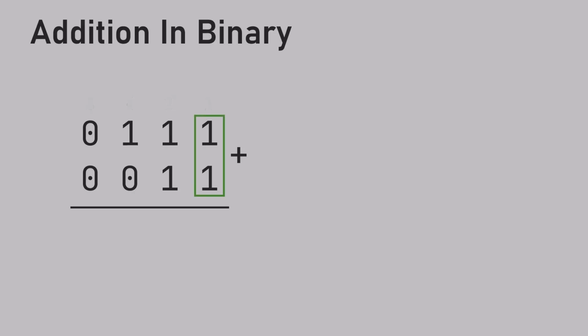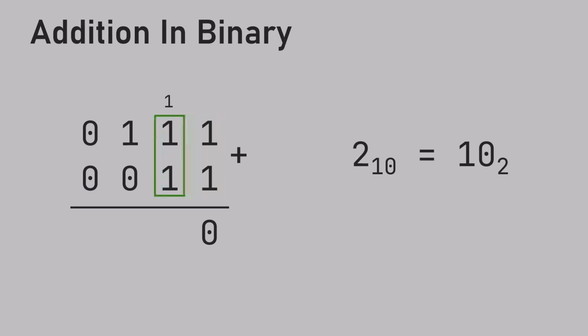We first look at the first 2 bits and we add them. So 1 plus 1 is 2. 2 in binary is 1, 0. So the way we move forward is by putting the 0 down in the answer and carrying the 1. Then we move to the next digits. Here we have 1, 1, and 1 in the carry. So this comes out to 3, which is 1, 1 in binary. So we put 1 in the answer and carry a 1.